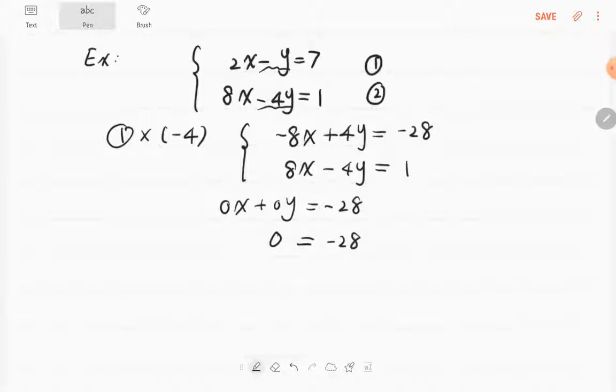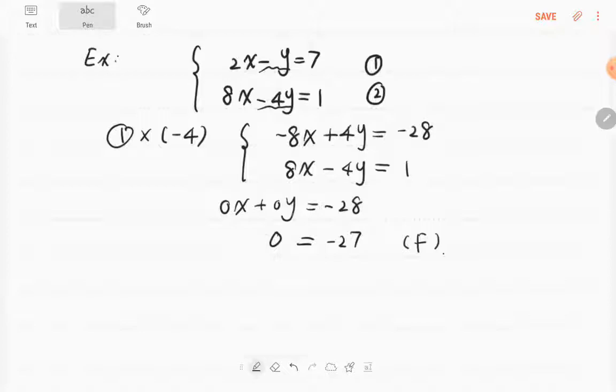Right side, no, sorry, this should be negative 27, because 1 plus negative 28. Now we have this one. 0 is equal to negative 27. Is that true? Of course, this is not true. But this is what we get, right?